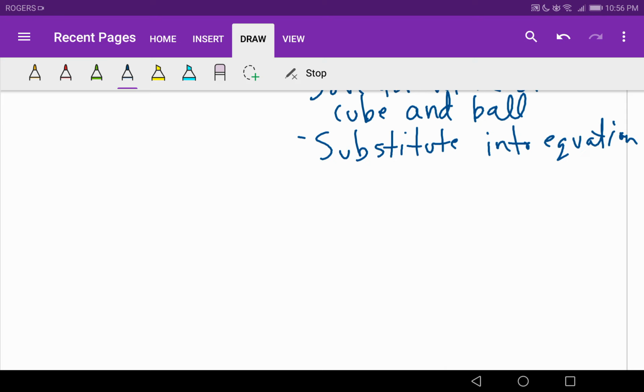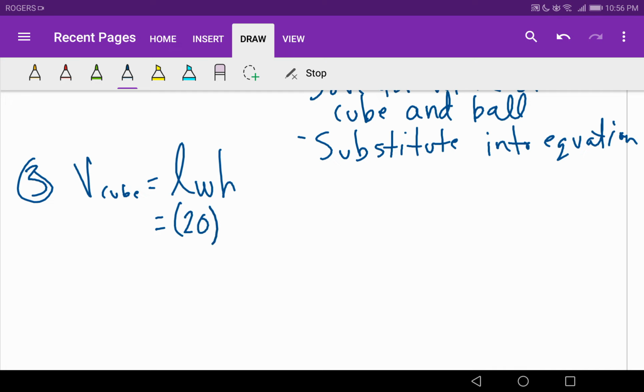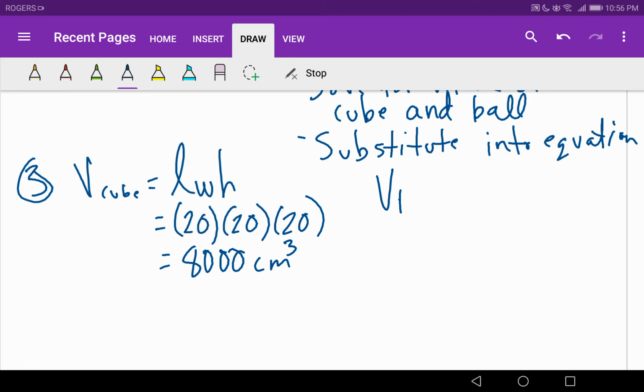Okay, so step 3, the volume of my cube is going to be length times width times height, or just side length cubed because they're all the same. All right, so I've got 20 times 20 times 20, which is 8,000 centimeters cubed. Then I've got my volume of the ball.